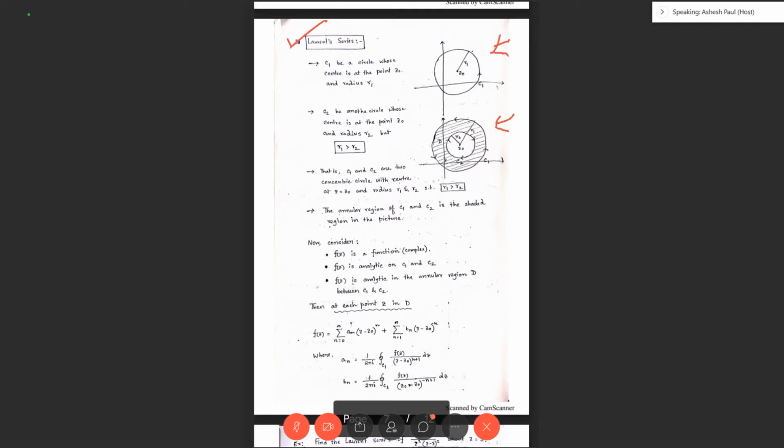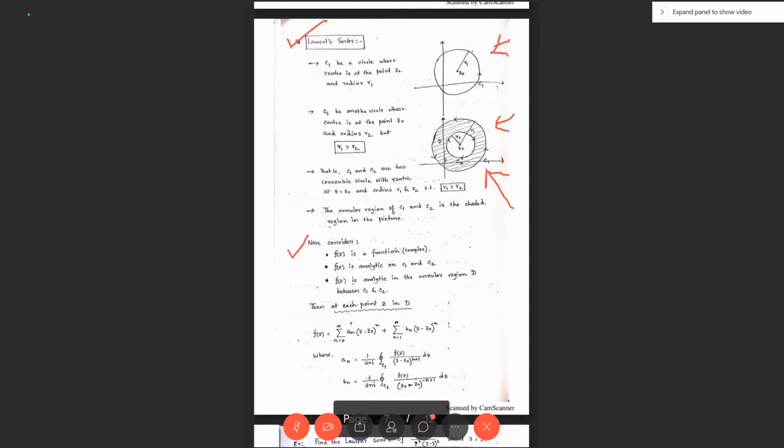Now we consider the annular region of C1 and C2. What is the annular region? The shaded region in the picture, between C1 and C2, and we name this D. We take two concentric circles, which means two circles whose center is the same, the center being z equal to z0. The bigger circle is C1 and the smaller circle is C2. The shaded region between C1 and C2 is called the annular region.